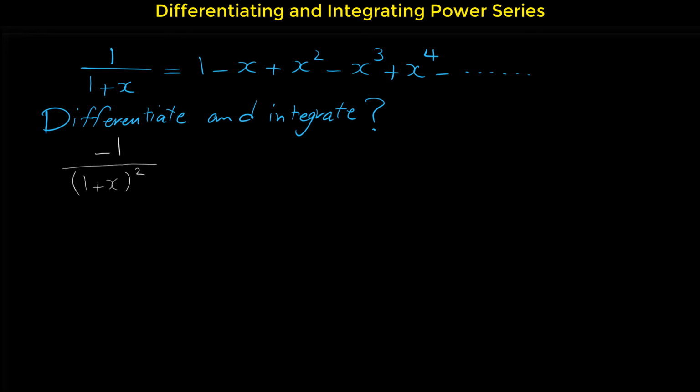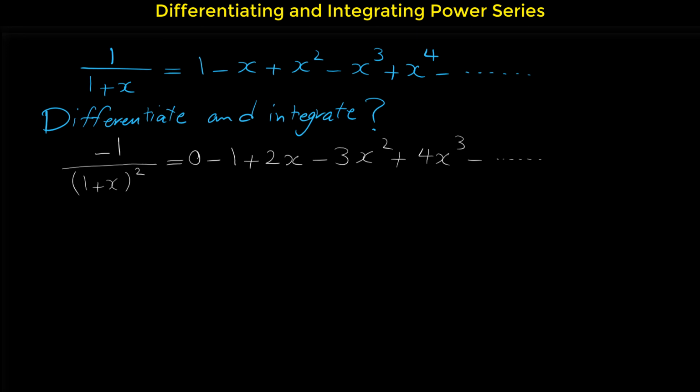And for finding derivative of the right side of this relation, we have to take derivative of each term separately. Derivative of 1 is 0. Derivative of x is 1. Derivative of x squared is 2x. Derivative of negative x cubed is negative 3x squared. Derivative of x to the 4 is 4x to the 3, and so on. This is how we can differentiate this relation.